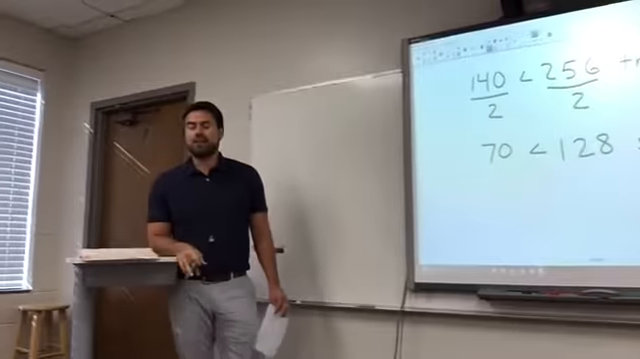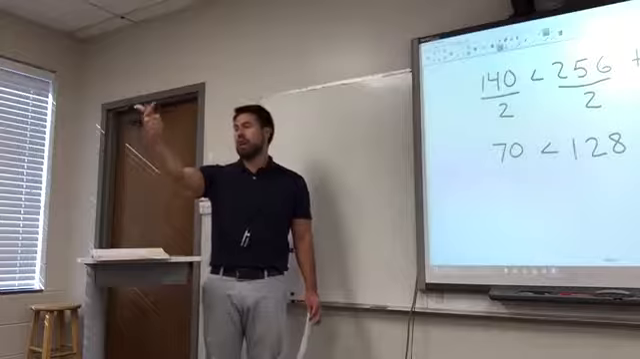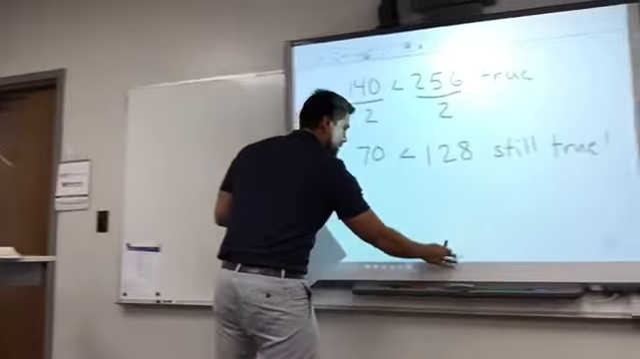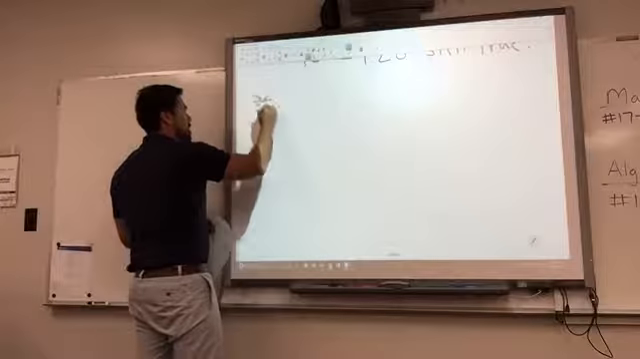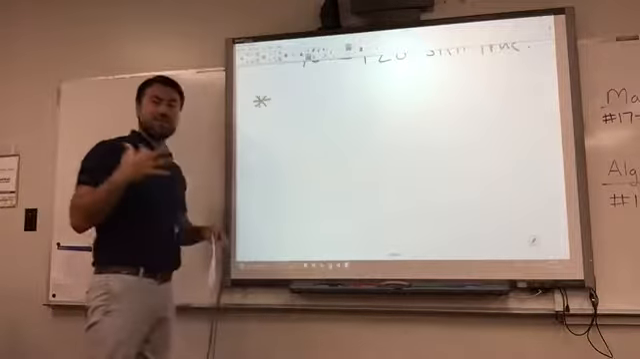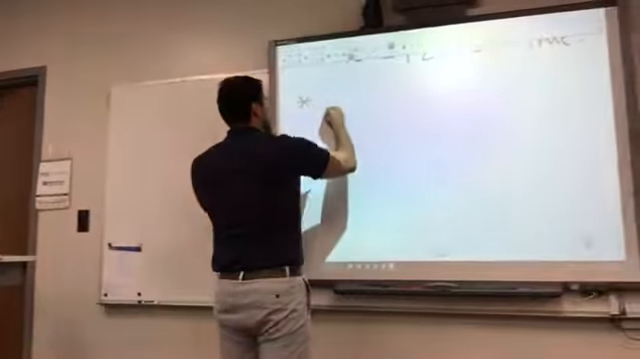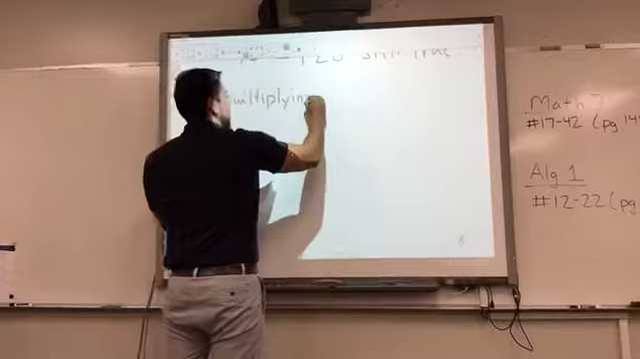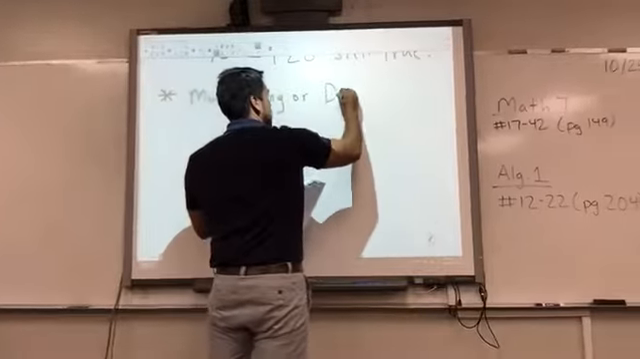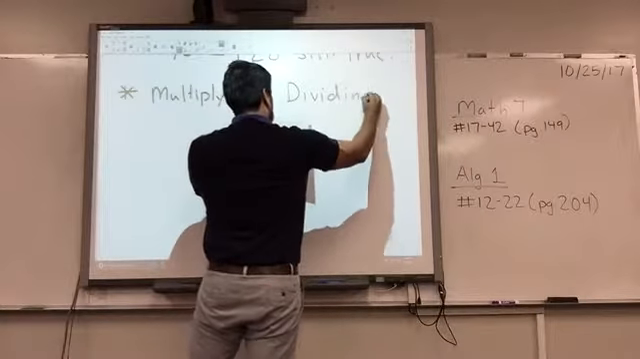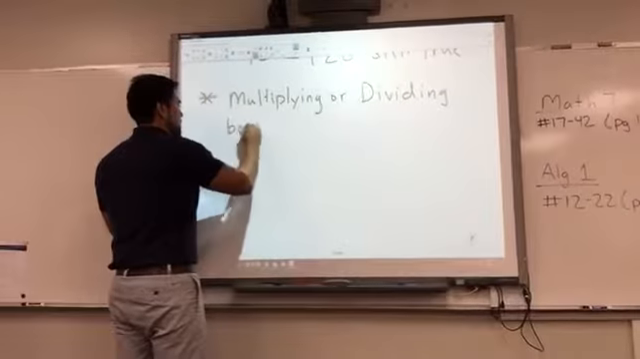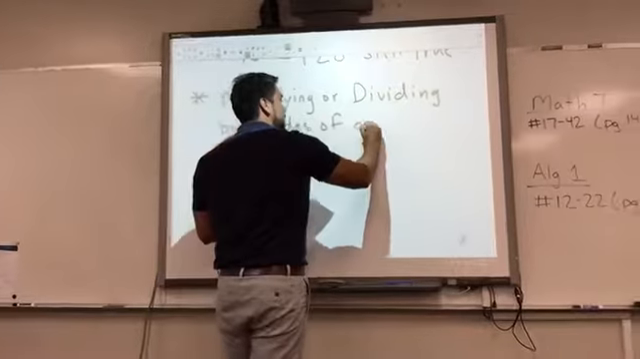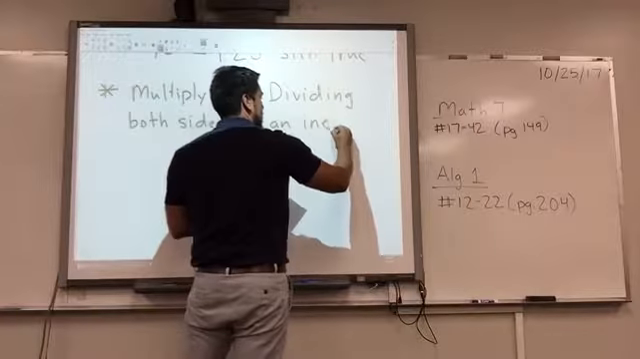Well, I'm going to get to the first property of multiplying or dividing inequalities. So here it is. This is the key thing I want you to get. That's an asterisk. You can think of it as a star. This is something important. Multiplying or dividing both sides of an inequality.